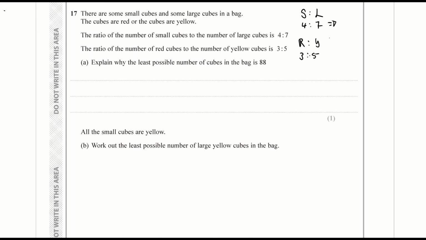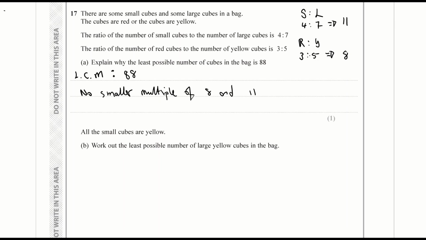Now, our knowledge of ratios tells me that in order to get the total number of parts, I add them together. So the 4 and the 7 gives me 11. The 3 and the 5 gives me 8. So part 8 of question 17 says explain why the least possible number of cubes in the bag is 88. So what we're looking at here is basically finding the lowest common multiple. We're looking for a number that both 8 and 11 can divide into. So the lowest common multiple of 8 and 11 is going to be 88. In other words, there's no smaller multiple of 8 and 11.